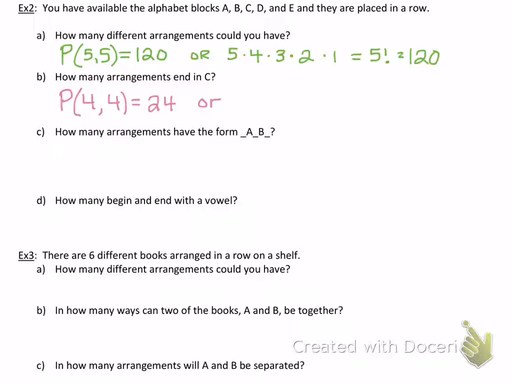So, that would look like, I'm going to do the box for this one, I didn't do it for the last one. So, if it has to end in C, there's only one option at the end. So then since C is taken, we have 4 blocks to choose from for the first position, then 3, then 2, then 1. And when you multiply these, you also get 4 factorial, which is 24.